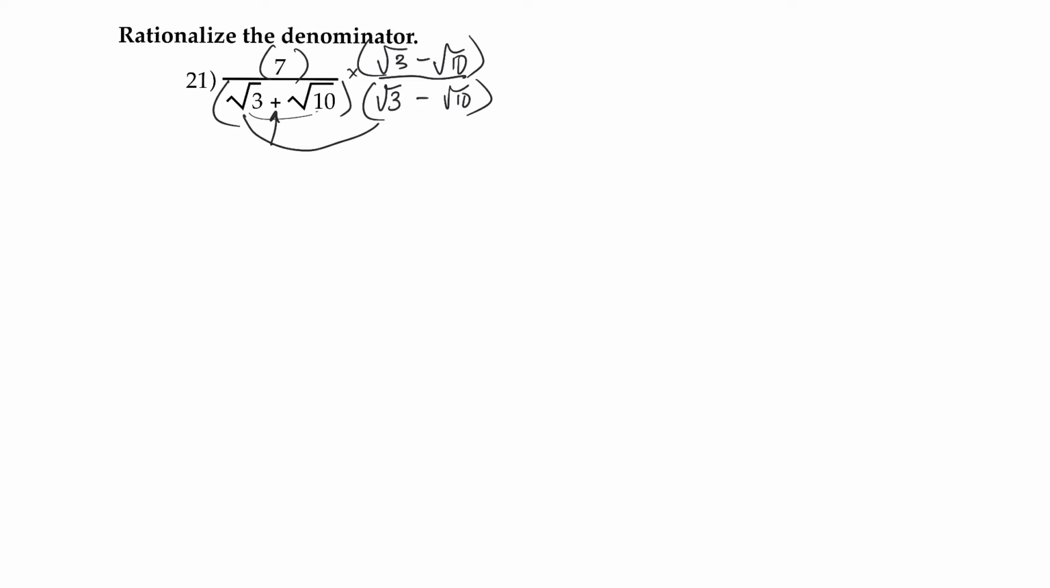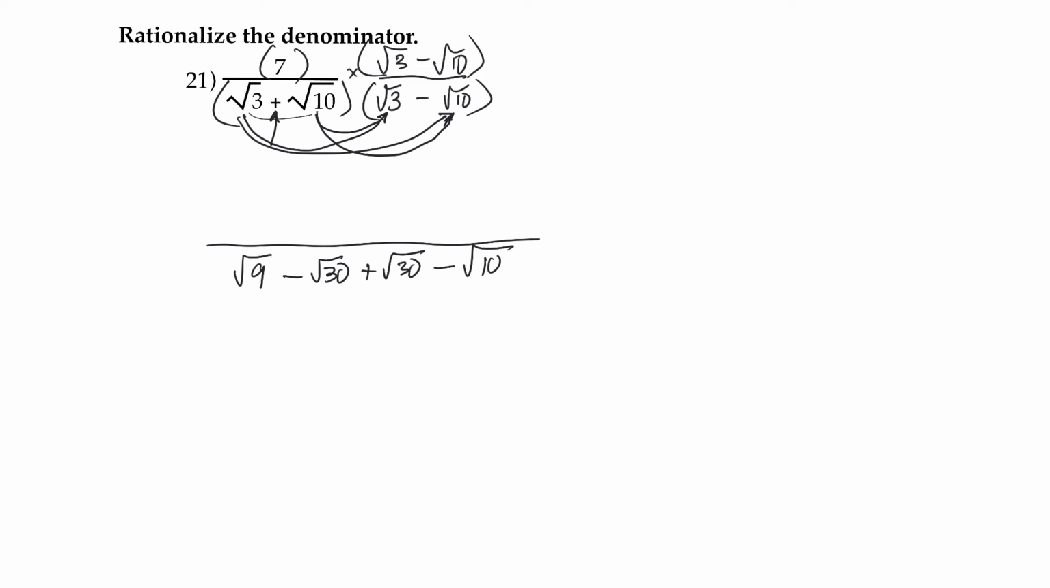So root 3 times root 3 is root 9. I guess I'm doing the denominator first. Root 3 times negative root 10 would be a negative root 30. Root 10 times root 3 is a positive root 30. And root 10 times minus root 10 is a minus root of 100.